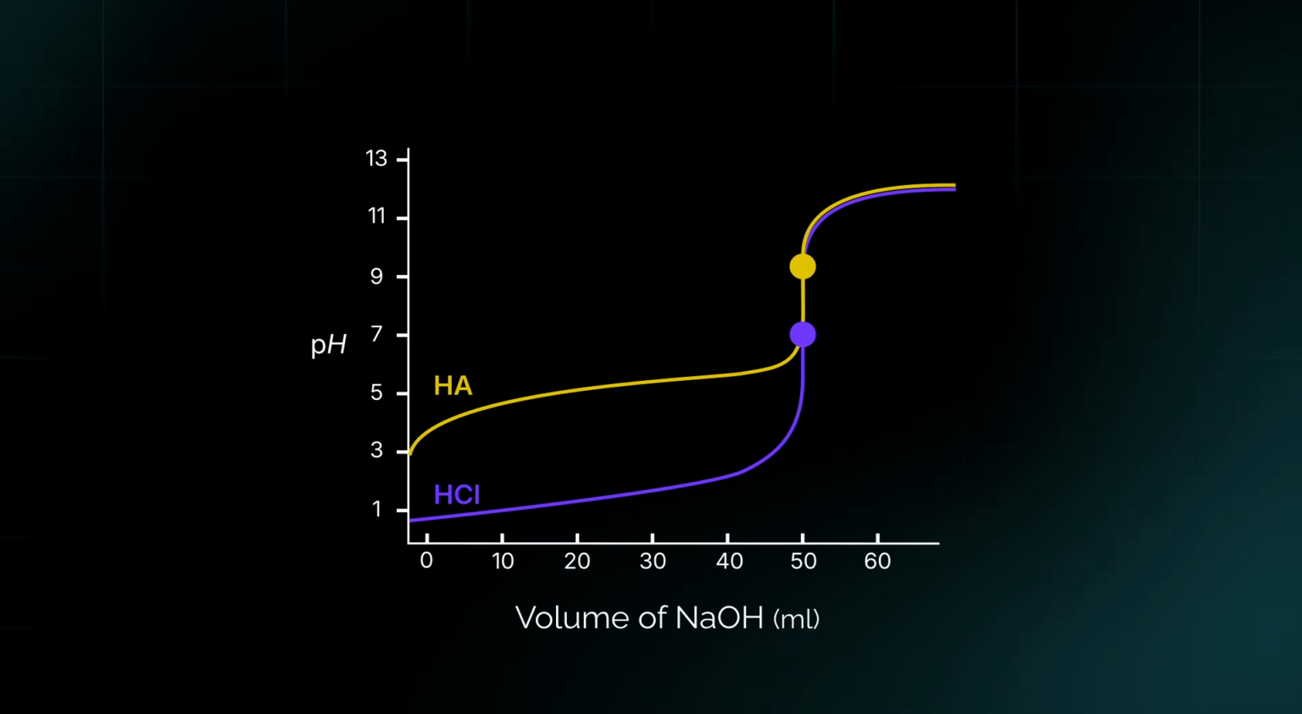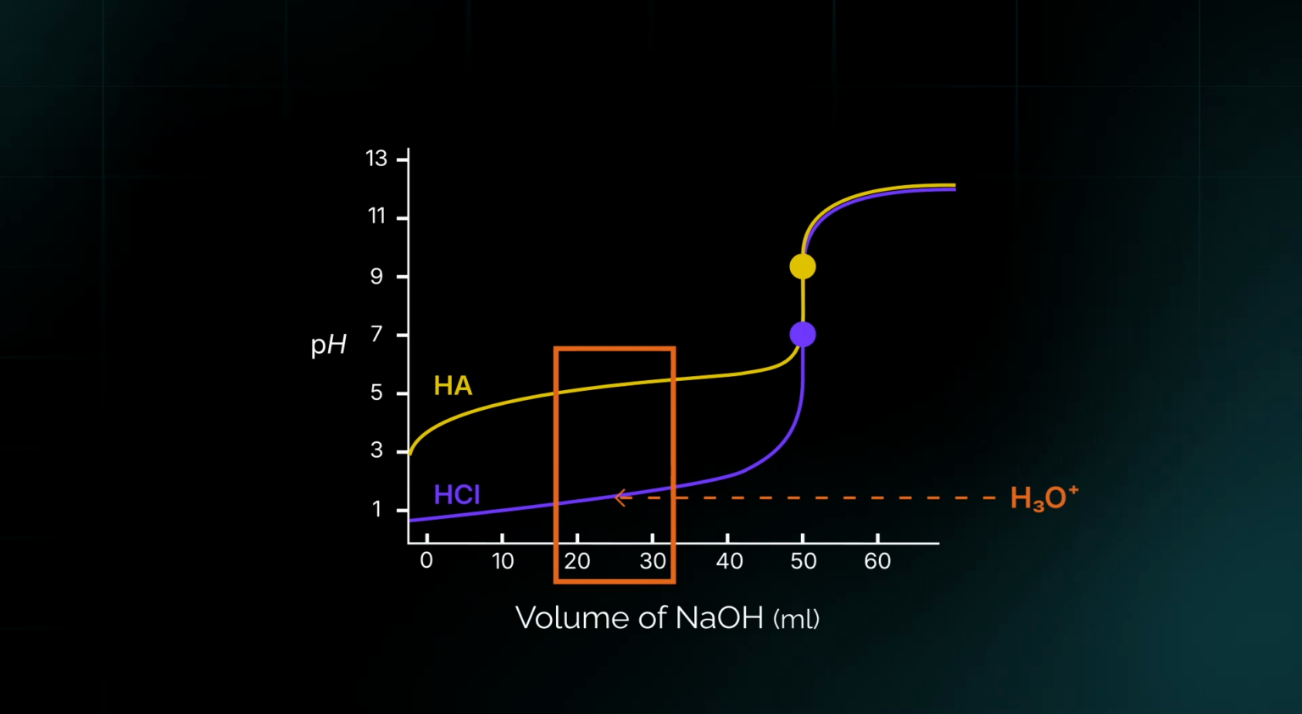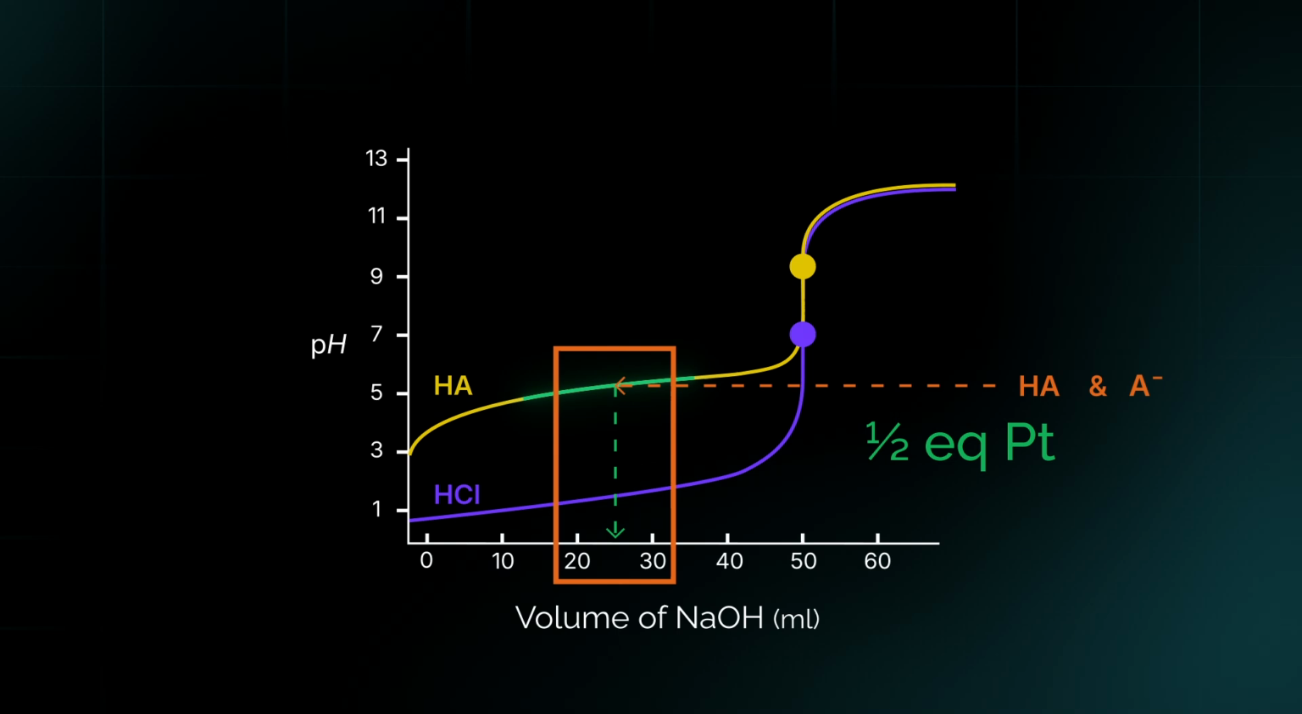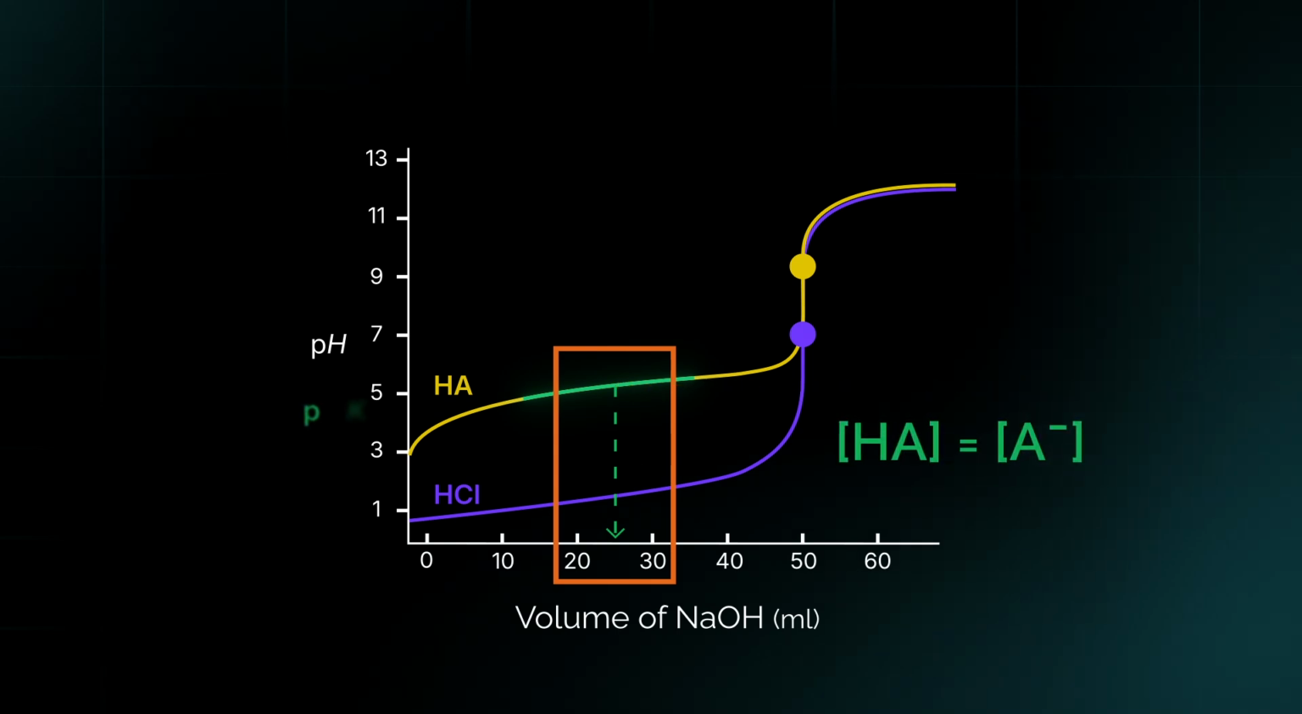The titration curve also behaves differently before reaching the equivalence point. Instead of producing only water, the reaction with a weak acid gradually forms its conjugate base, creating a buffer that resists pH changes. This is called the buffer region. At the half equivalence point, half of the weak acid has been converted to its conjugate base form. Here, their concentrations are equal, meaning the pH equals the acid's pKa.